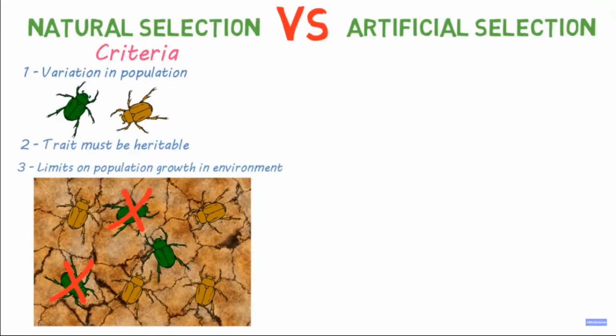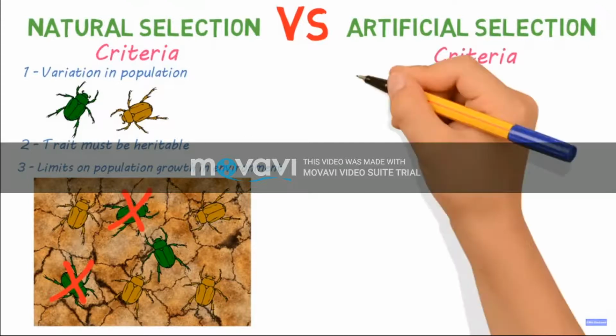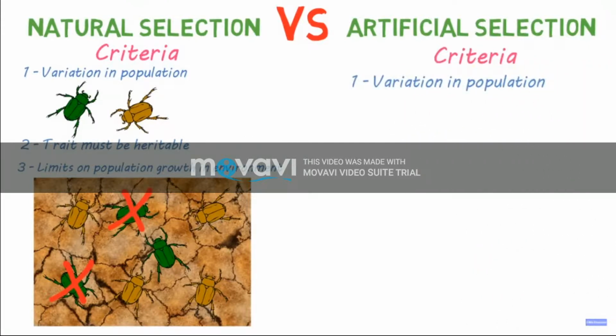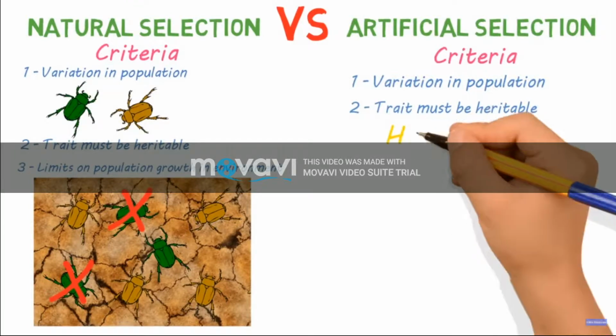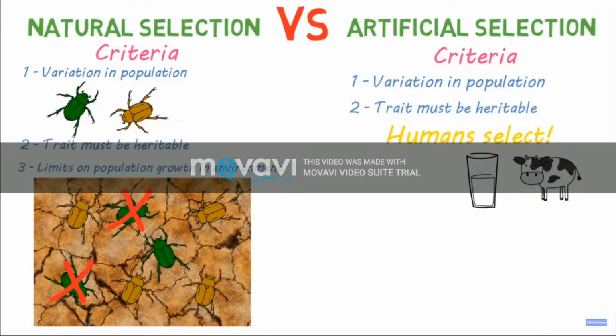Right, now let's compare this to artificial selection. So artificial selection requires only 2 of the 3 criteria. That is variation in the population and that the trait is heritable. The difference with artificial selection is that humans decide which traits are passed on, not nature. Artificial selection is used in agriculture and animal breeding all the time. People want cows that produce the most milk, so they only breed cows that produce high amounts of milk. They don't breed the ones with low milk production.